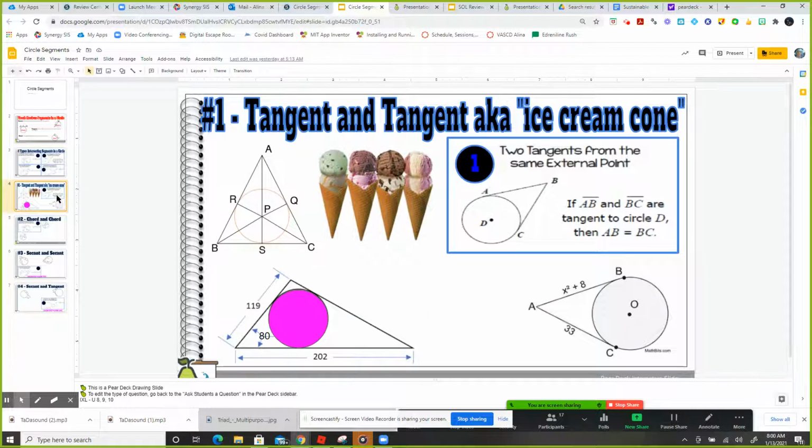So in your Pear Deck, you should have notes here. If this is 80 and this is 80, we can find this little part up here by subtracting 119 minus 80. And we can find this piece over here by doing 202 minus 80. Does everybody have that part? Hopefully. And then over here, we set these 2 things equal as well. Okay. So that was our ice cream cone example. That was example number 1. It's the easiest one.